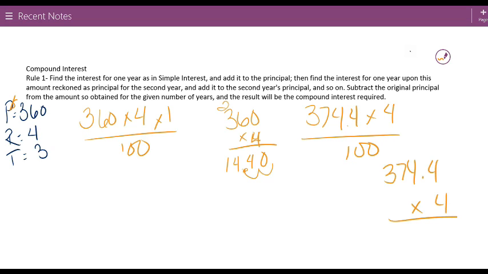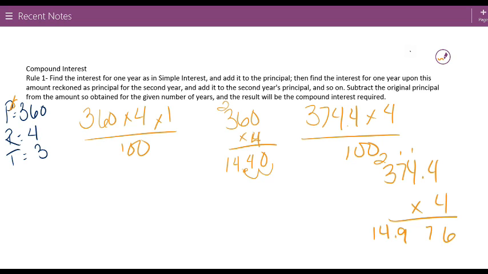Okay, so 4 times 4 is 16, 17, 29, 14. Okay, so now in the second year, instead of paying $14.40 interest, we're paying $14.98 interest. Then we would add this $14.98 to our $374, and that would give us our third year.